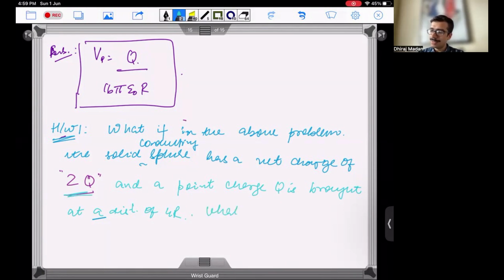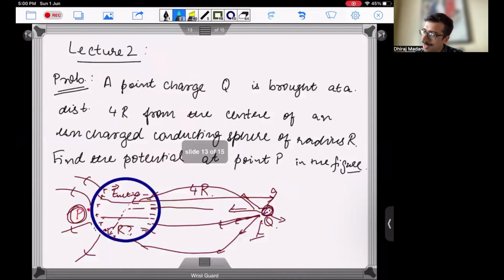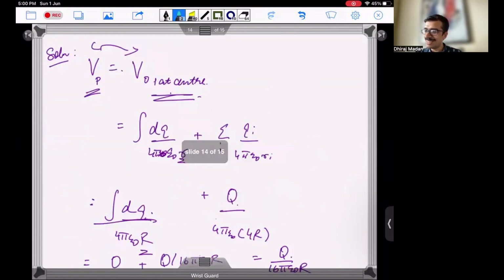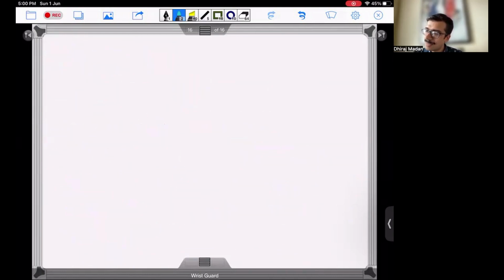So what is the potential at point P? It is the same problem, except that now you need to compute the potential at point P when the net charge on the sphere is 2q. That's the only difference we have.